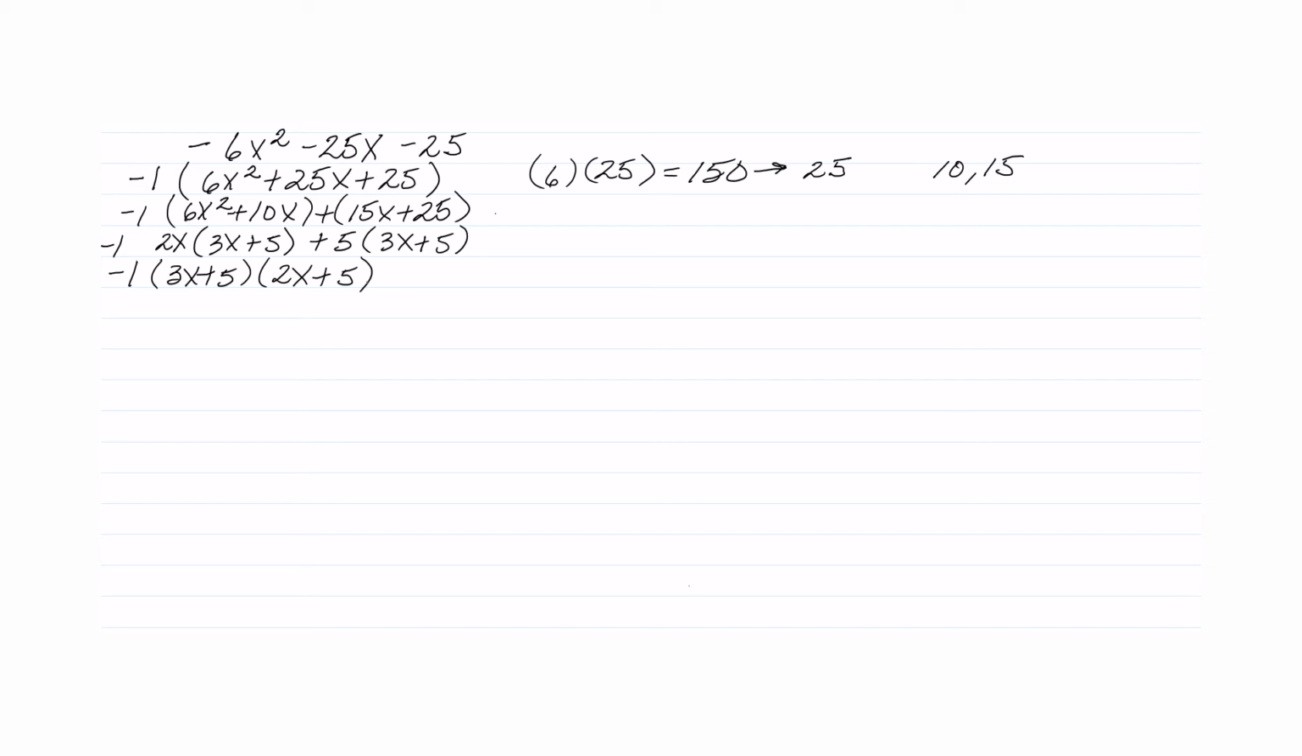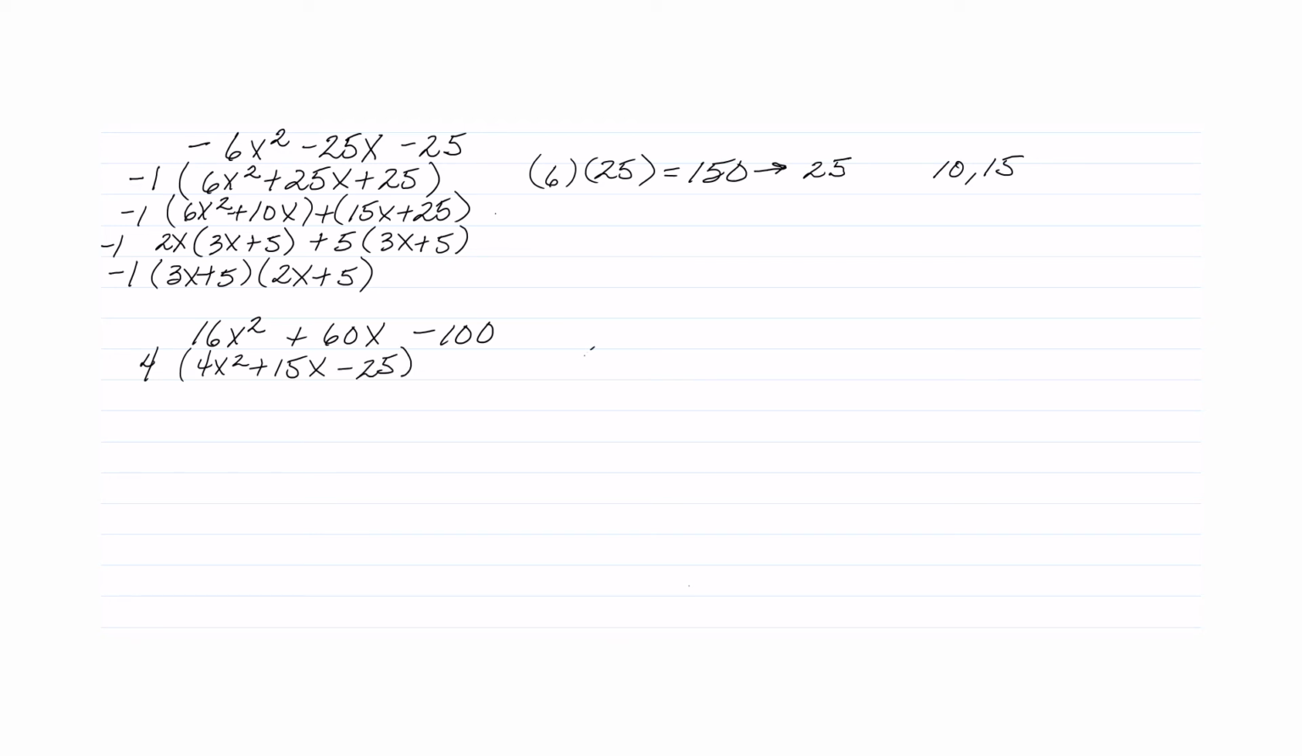So let's take a look at another one. It's a little bit more involved. So if we have 16x squared plus 60x minus 100. Well, once again, we can pull out a greatest common factor. So I think the largest number that will go into 16, 60, and 100 would be 4. So let's pull out a 4. Now what does that leave us? Well, it leaves us 4x squared plus 15x minus 25.